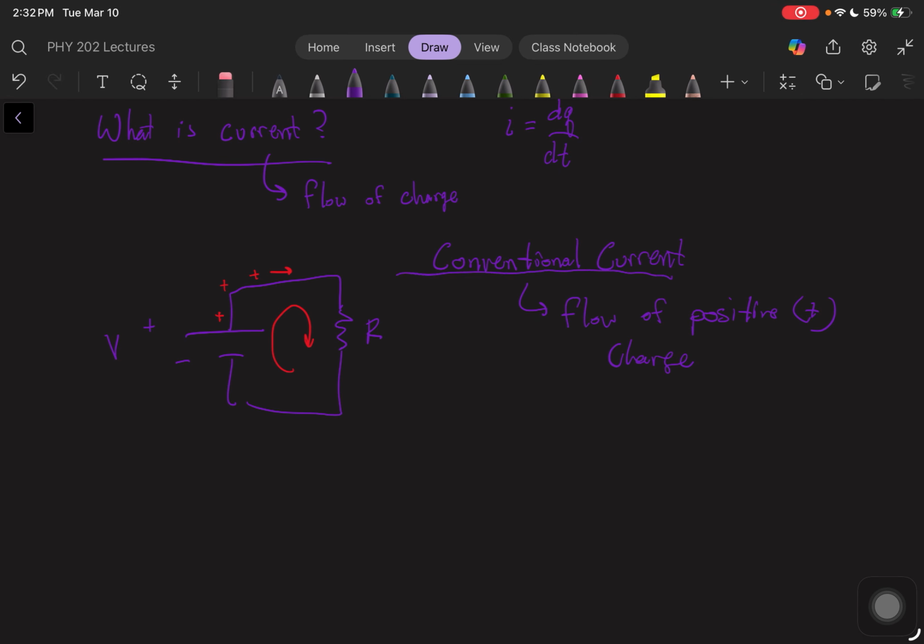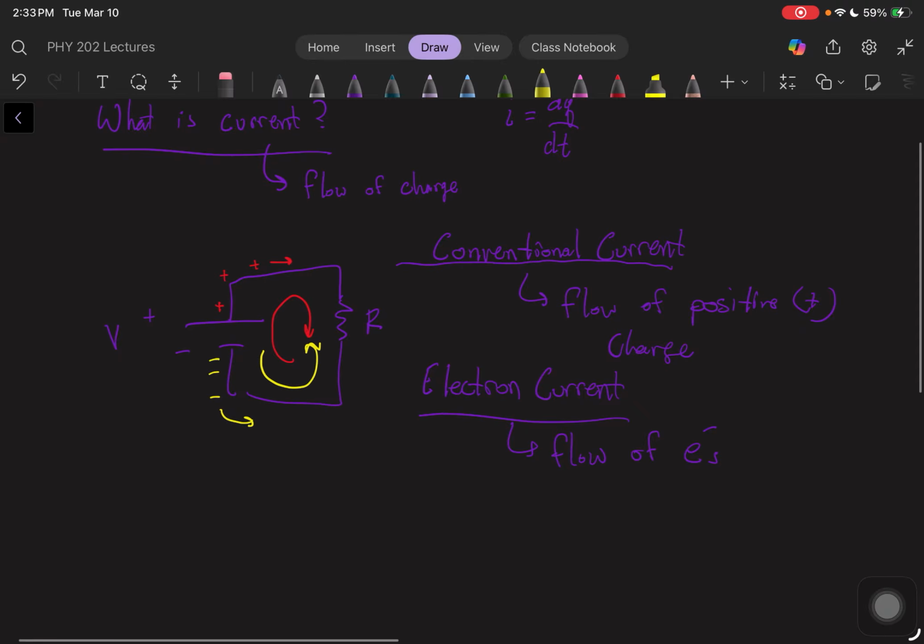Right, there we go. But we know typically it's going to be an electron current, which is the flow of electrons. And so we know in reality when you have a battery, it's actually the negative charges that are going to flow anti-clockwise. Right, and that's because Benjamin Franklin's a jerk.